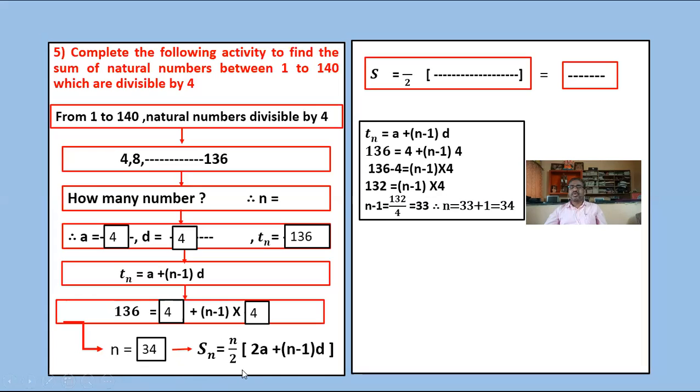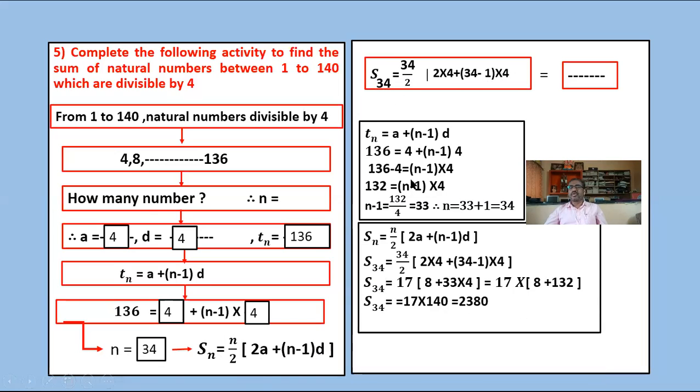Sn is equal to N upon 2 in bracket 2A plus N minus 1 multiply D. Then N is equal to 34. Then to find S34, here S34 is equal to N is equal to 34 upon 2 in bracket 2A, 2 multiply 4 plus N, 34 minus 1 multiply D. To find S34 in this way, Sn is equal to N upon 2 in bracket 2A plus N minus 1 multiply D. Substitute the value.